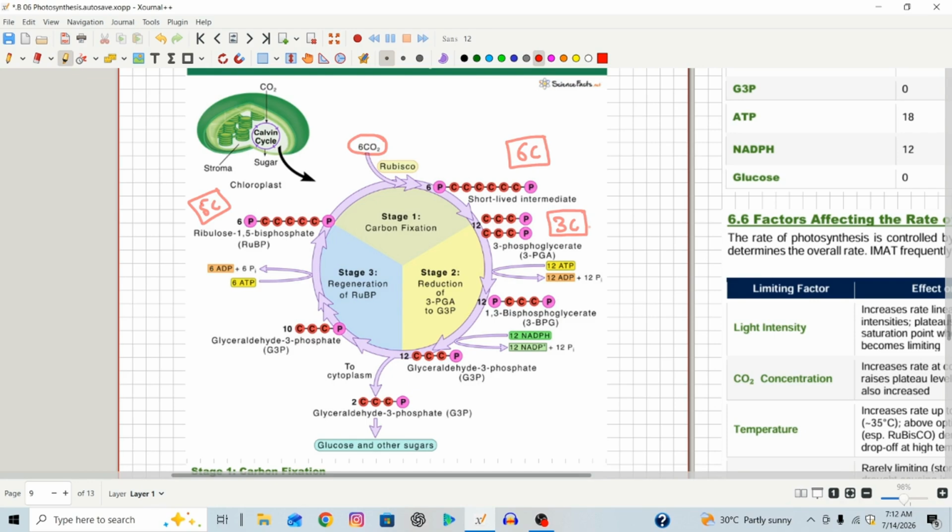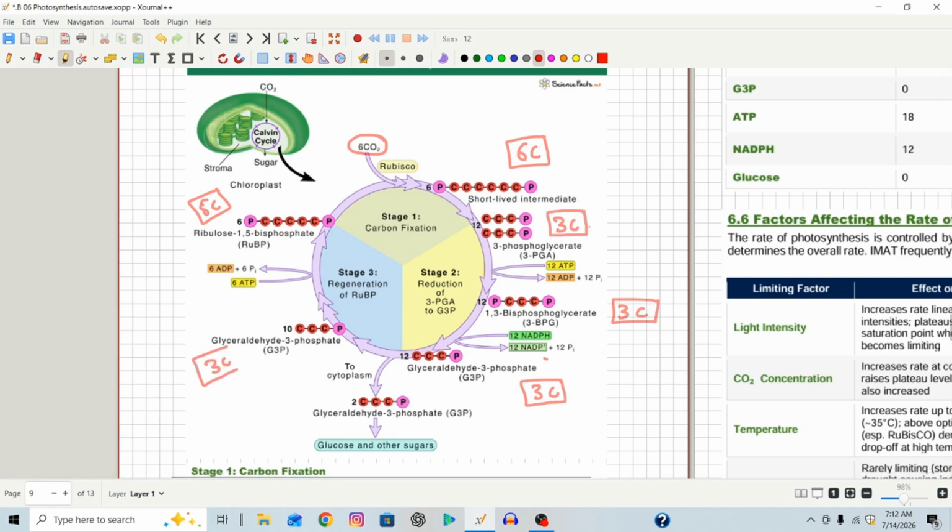So the 3-PGA will be converted into another 3 carbon compound, that is called as 1,3-bisphosphoglycerate, and then that 3 carbon compound will be converted into another 3 carbon compound, that is called as glyceraldehyde 3-phosphate, and glyceraldehyde 3-phosphate will be given out, and the remaining glyceraldehyde 3-phosphate will be used to combine together to form ribulose bisphosphate. So this was the general reaction. So now let's discuss all of these steps again one by one.